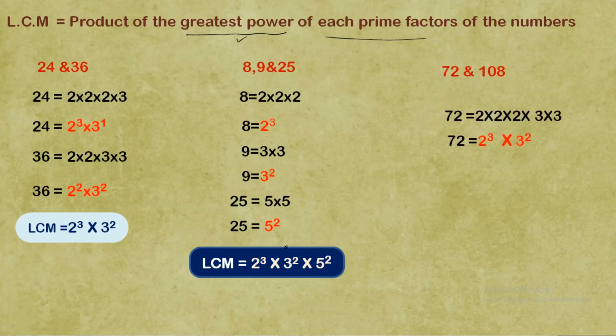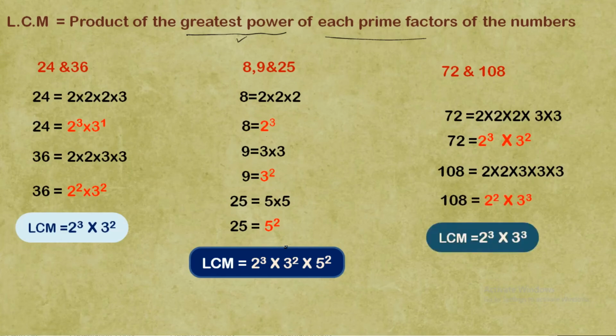So for 72 it is 2 cube into 3 square, and for 108 it is 2 square into 3 cube. Then the LCM becomes, here also we have 2 and 3 as common numbers. So the greatest power for 2 is 3 and the greatest power for 3 is 3 cubed. The LCM is 2 cube into 3 cube, right?